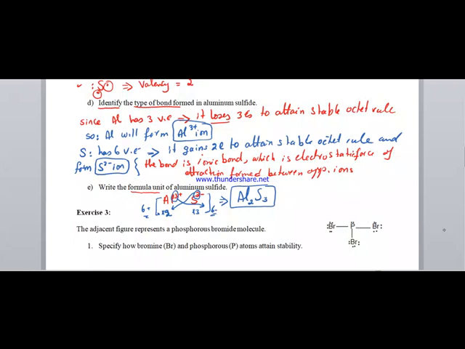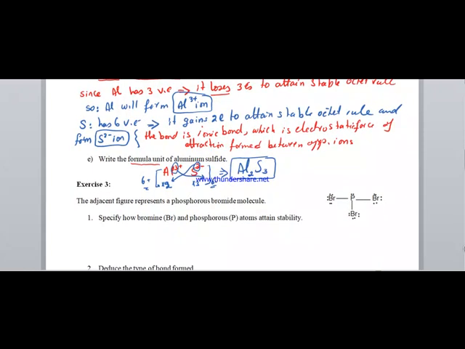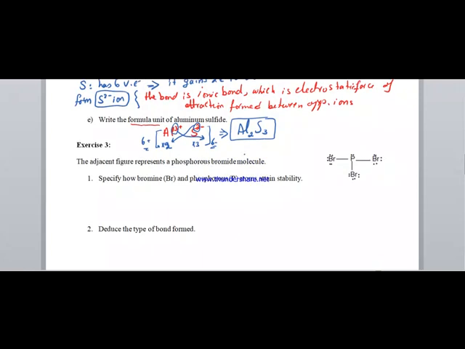For the third exercise, we have an adjacent rectangle that represents phosphorus bromide. We need to explain how bromine and phosphorus attain stability, how each becomes stable. As we notice here, every bromine shares 1 electron with the phosphorus atom.